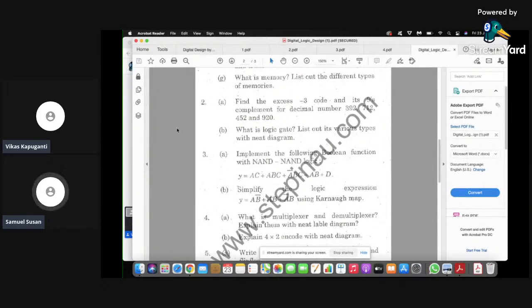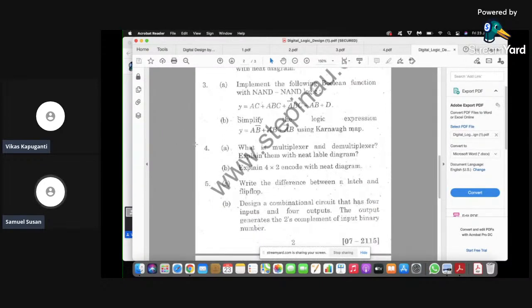So you can see the next question, the third one, that is NAND NOR logic, right? So expression is given, you need to draw the circuit with NAND NAND. And the next one is simplify using K maps. So here it is asked for only 7 marks, but generally for tomorrow you can expect a 14 marks question from K maps.